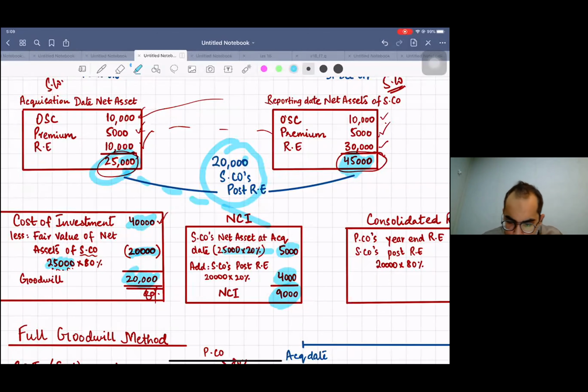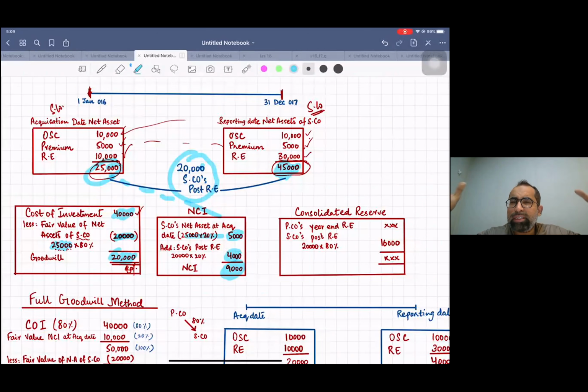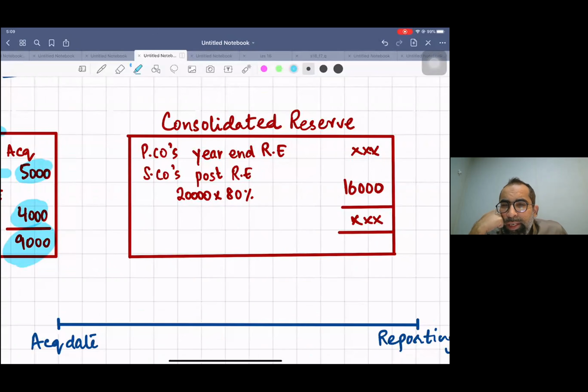Okay. Now the third thing is consolidated reserve. Consolidated reserve means group retained earnings. What are normally the major components of consolidated reserve? Definitely the parent company's complete retained earnings at the reporting date, plus S company's post-acquisition retained earnings times your holding percentage, that is, times 80%.